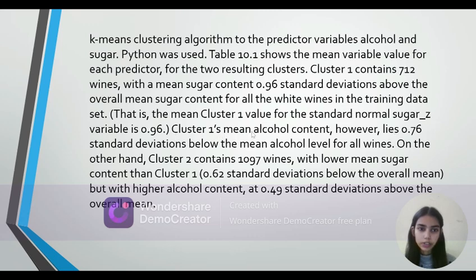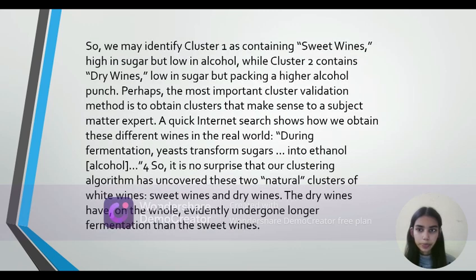Cluster 1's mean alcohol content however lies 0.76 standard deviations below the mean alcohol level for all wines. Cluster 2, on the other hand, contains 1097 wines with lower mean sugar content than cluster 1. So we may identify cluster 1 as containing sweet wines, high in sugar but low in alcohol, while cluster 2 contains dry wines, low in sugar but packing a higher alcohol punch.